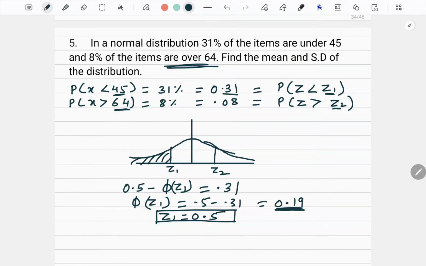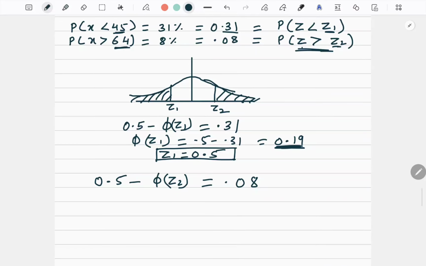Now if I place Z2 here, the probability of Z greater than Z2 means this portion. And how much is this portion? 0.5 minus phi of Z2 is equal to 0.08. Yes, it is also fine. 0.5 minus something can be 0.08. So what is phi of Z2? Phi of Z2 is equal to 0.5 minus 0.08, which is equal to 0.42. Correct? Now again you should check how much 0.42 is. So you will find Z2 is equal to 1.4.